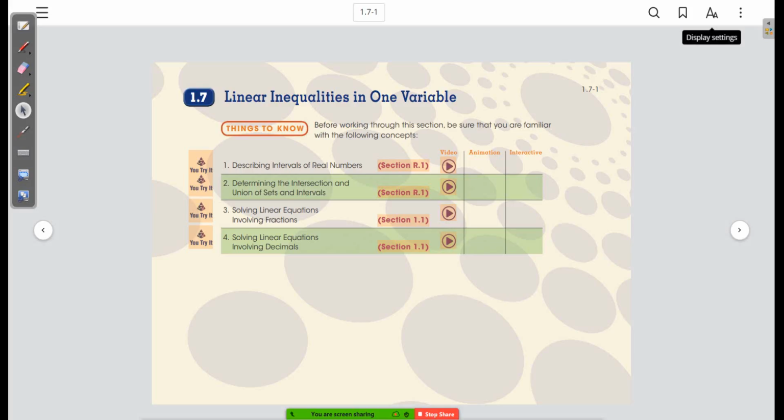Today we're talking about section 1.7, linear inequalities in one variable.